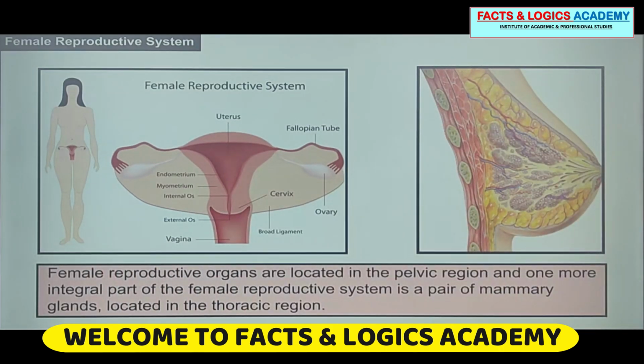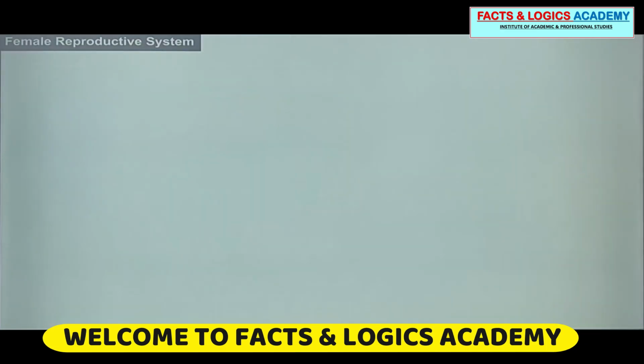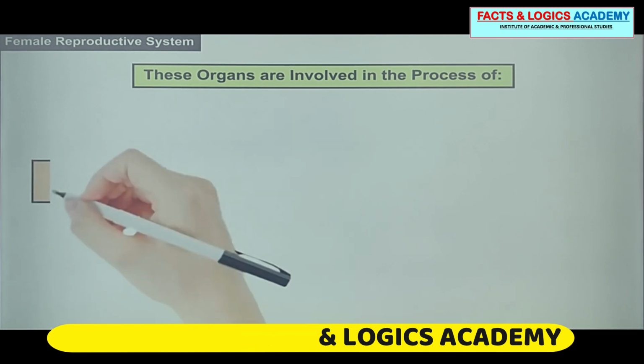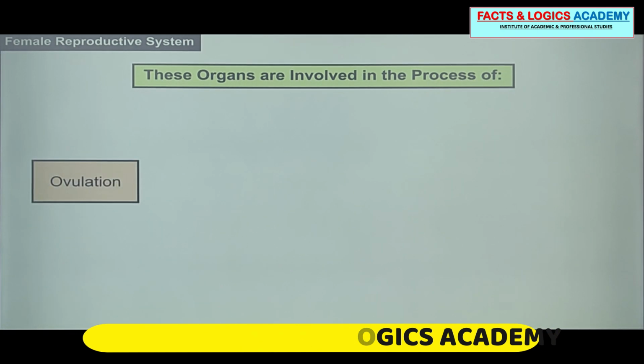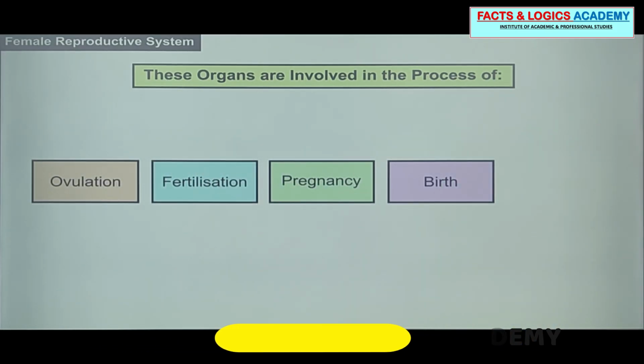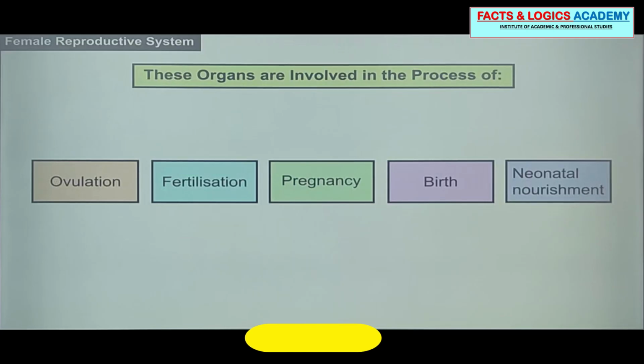And one more integral part of the female reproductive system is the pair of mammary glands, located in the thoracic region. Here, let me tell you that broadly these organs are engaged in the production of ovum, which is the female gamete, accompanied by the process of ovulation, fertilization, pregnancy, birth, and neonatal nourishment.